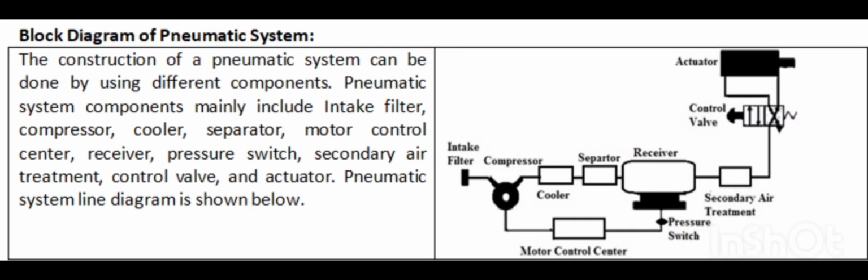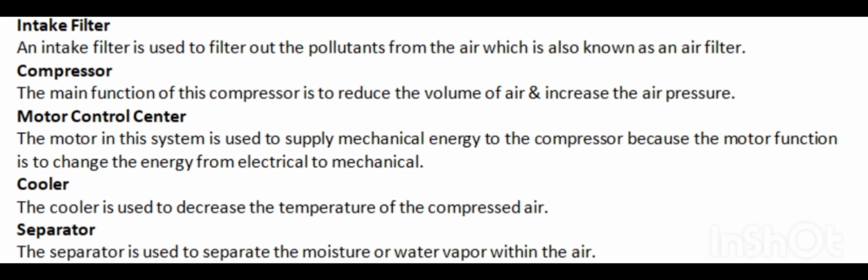Now we see the block diagram of pneumatic system. The construction of pneumatic system can be done by using different components. Pneumatic system components mainly include intake filter, compressor, cooler, separator, motor control center, reservoir, pressure switch, secondary air treatment, control valve and actuator. Pneumatic system line diagram is shown below on the screen. Now we talk in detail about the components of pneumatic systems.